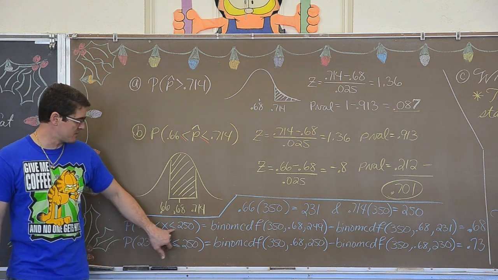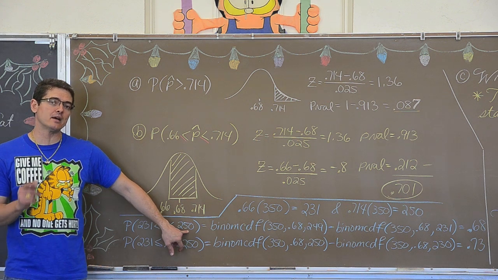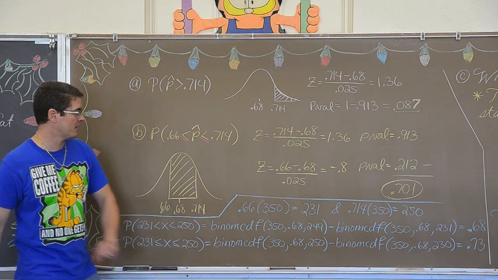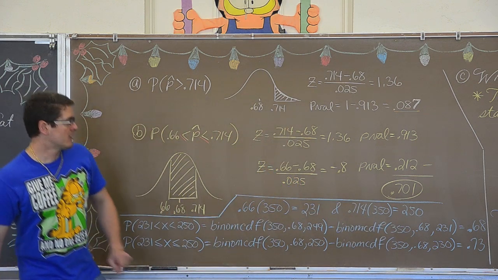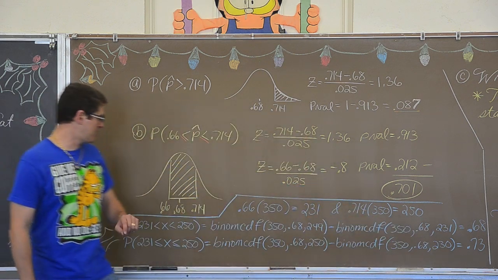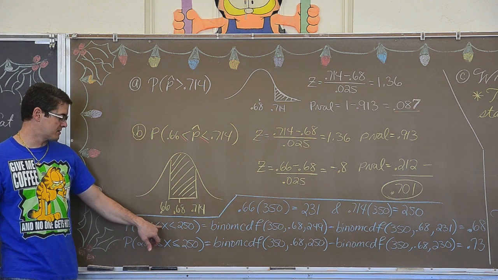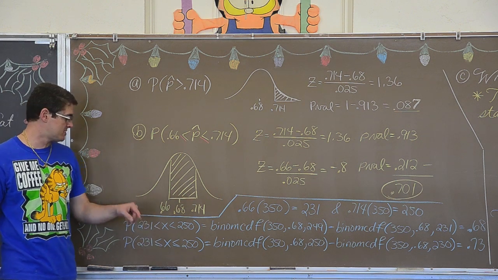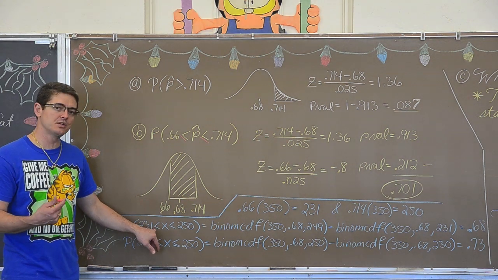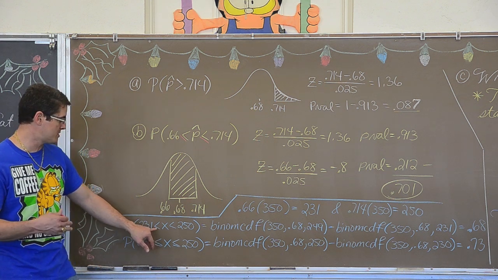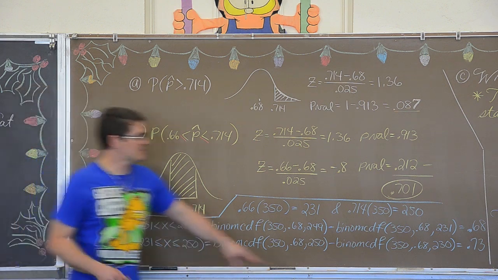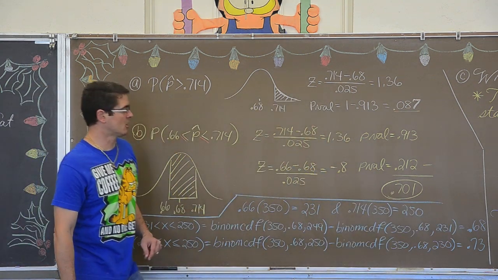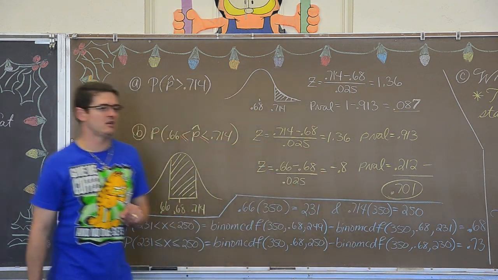Yes, because I want x to be less than 250, and the first count value less than 250 is 249, minus binomcdf(350, 0.68, 231), because I want to cut out the count values I don't want. I want the counts to be 232, that's greater than 231, up to 249. And it comes out to be 68%, a little bit lower than we got from the normal approximation.